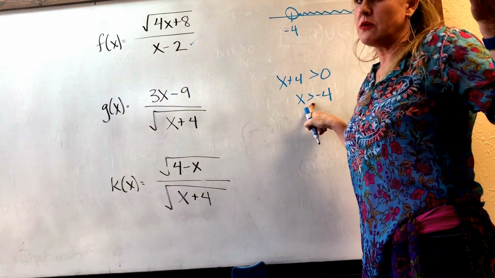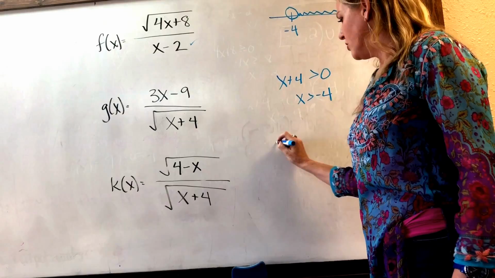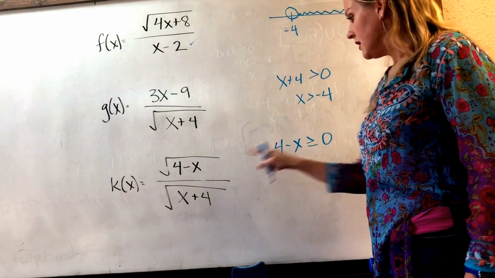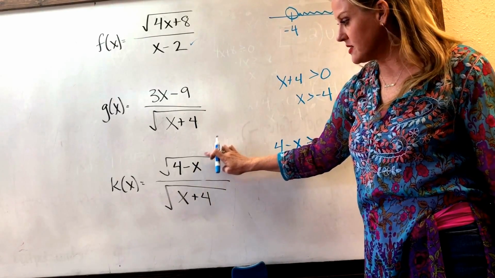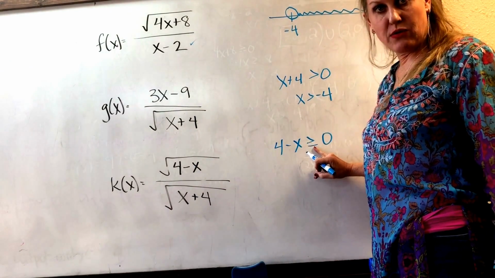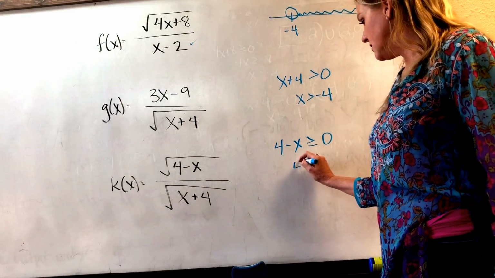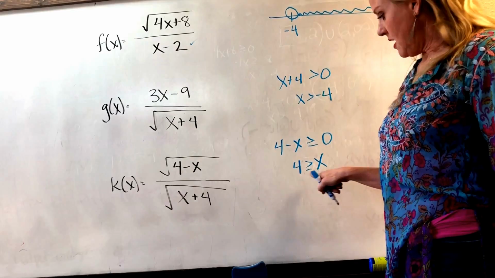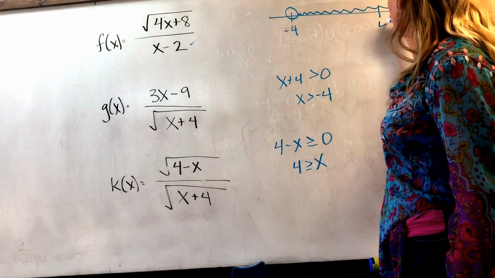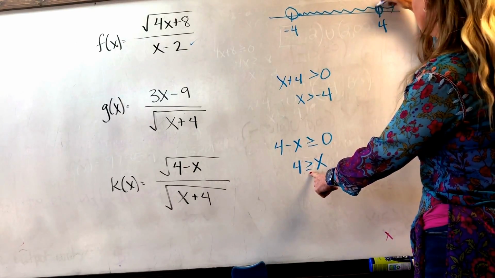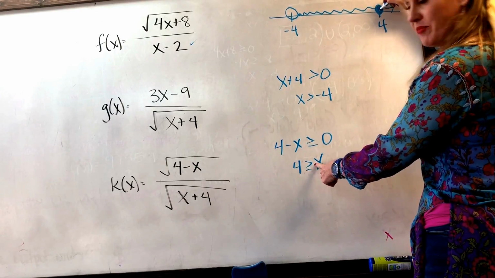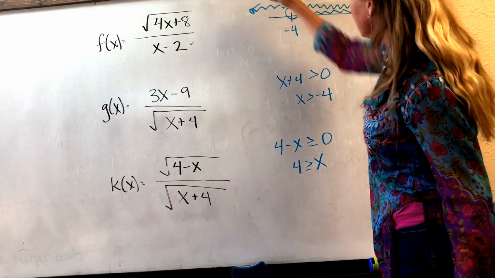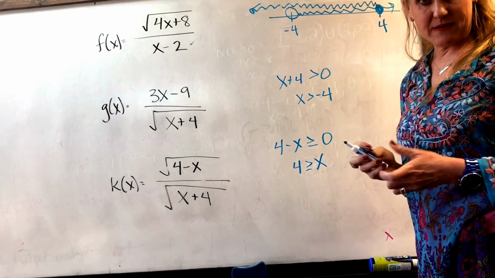Fine. We'll see what makes the top happy. 4 minus x greater than or equal to 0. When the radical sign's in the top, we can do equal to 0. Solve for x. So this says I can start at 4 and I'm allowed to grab it and I can pick any x smaller than that. That's what makes the bottom happy.